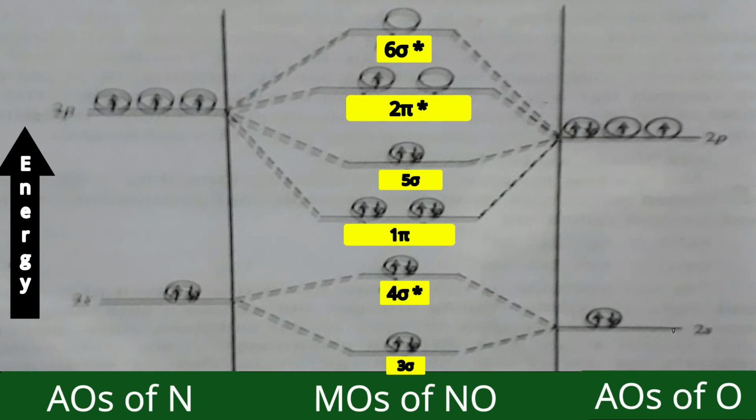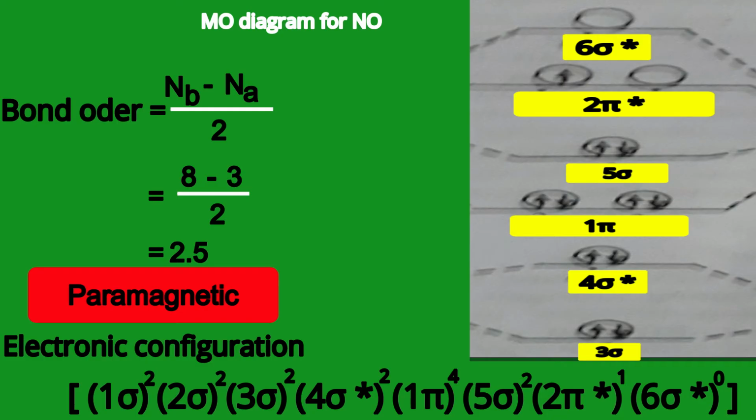So is this MO diagram for nitric oxide clear to you? See the electronic configuration of the nitric oxide molecule. 1 sigma orbital is a non-bonding orbital and it is due to the 1s orbital of oxygen. 2 sigma orbital is also a non-bonding orbital and it is due to the 1s orbital of nitrogen. Both have 2 electrons which are not responsible for any bonding or anti-bonding.